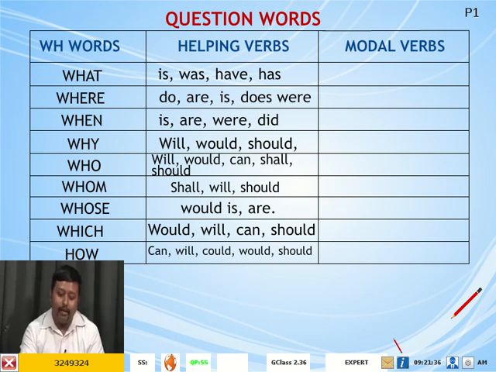What is your name? Then if I have to ask you the name of the headmaster or principal of your school, I'll say, what is the name of your principal, or I can ask, who's your principal. Something like that. So I'll have to use a helping verb; without that my question is incomplete. When we ask a question there are two important things: first, a WH word, and second, a helping verb. Whenever we ask a question, these question words will always need a helping verb.